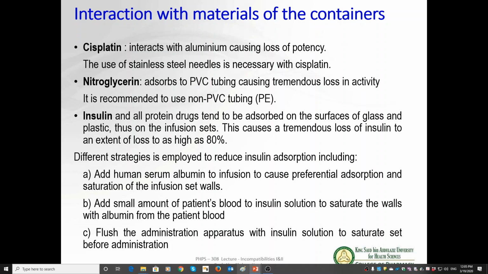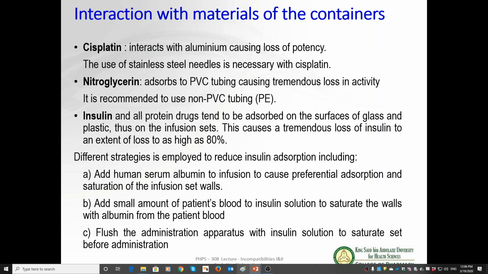So the insulin will not be absorbed, or the extent of absorption will be reduced, because the ratio of insulin to human serum albumin is very low. The wall will be saturated with human serum albumin, a protein that is absorbed, and this minimizes the loss. This is one option. Another option is to take a small amount of the patient's blood before giving the insulin and mix it with the insulin. Human blood contains albumin from the patient himself, and you re-infuse the insulin and patient blood mixture into the patient again. The same principle of human serum albumin infusion applies with the blood mixture.